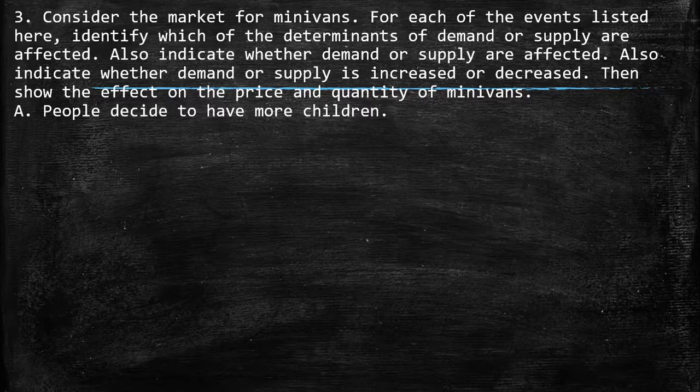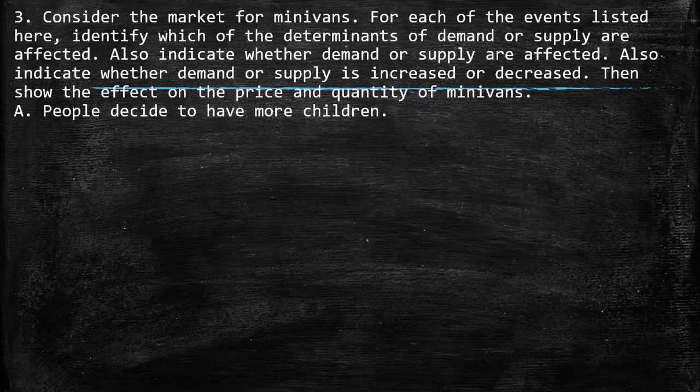So the third one, consider the market for minivans. For each of the events listed here, identify which of the determinants of demand or supply are affected. Also indicate whether demand or supply is increased or decreased. Then show the effect on the price and quantity of minivans.